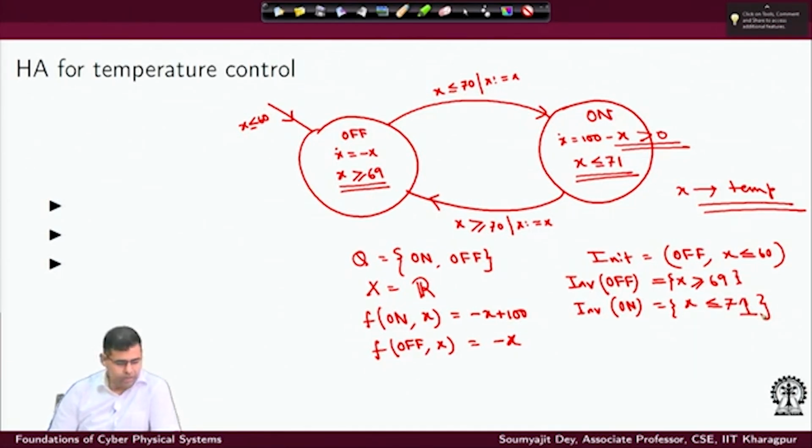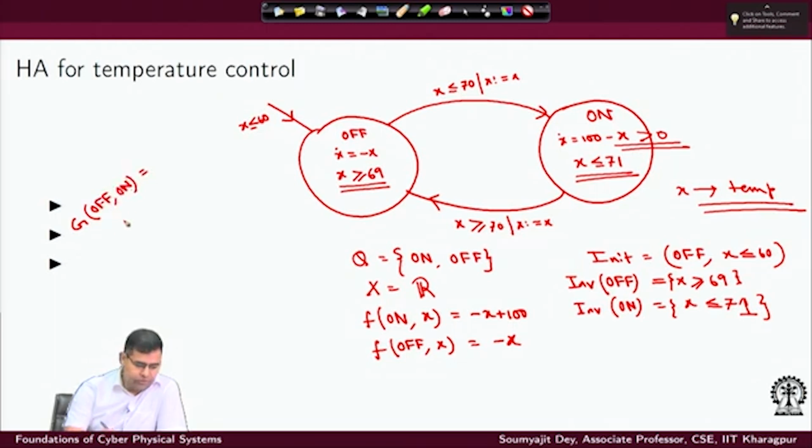now we have the guards and resets. So, the guard while moving from the off state to the on state is given by this x less equals 70, and the guard for on to off state.